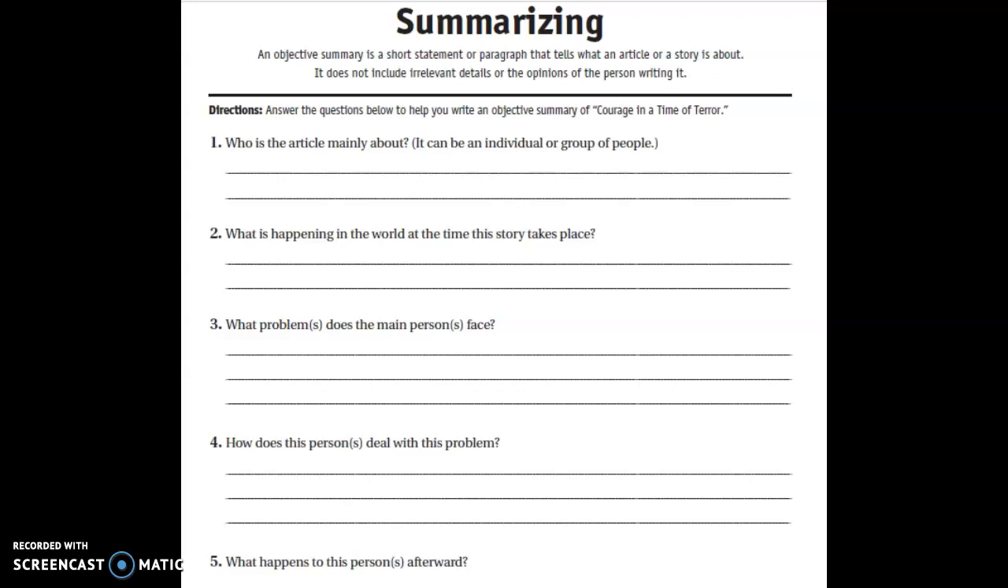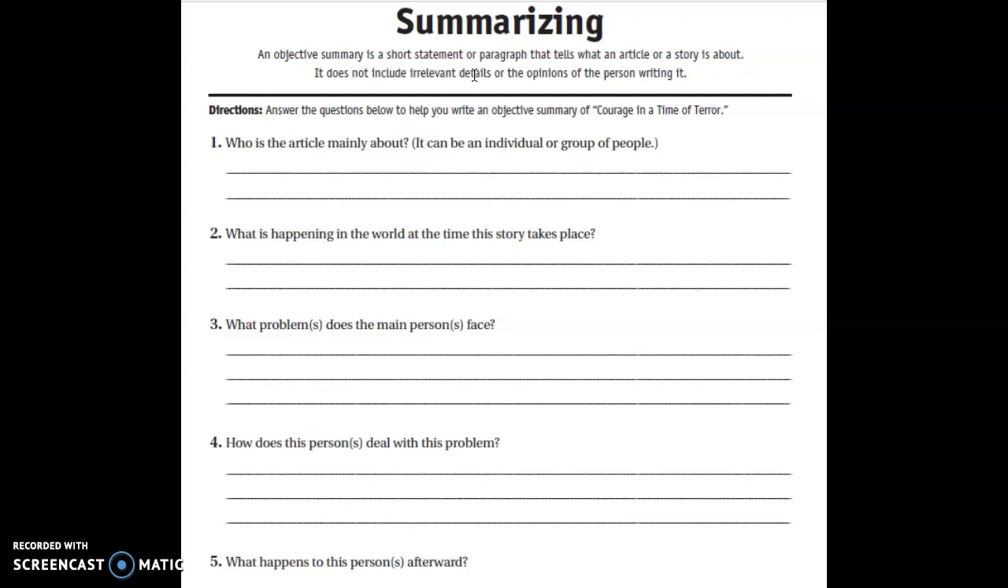An objective summary is a short statement or paragraph that tells what an article or a story is about. It does not include irrelevant details or the opinions of the person writing it. So remember, a summary does not include your opinions. Answer the questions below to help you write an objective summary of Courage in a Time of Terror.